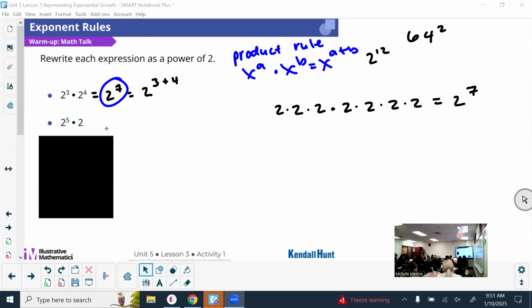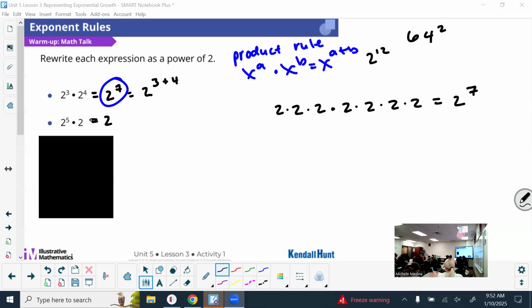Just think about your answer to this one. Think about it, 2 to the 5th times 2, what would that be rewritten as? Based on what we just talked about. Give everyone a couple seconds to think about it. 2 to the 5th times 2, rewritten. All right, Kristen, what do you think it'll be? 2 to the power of 6.